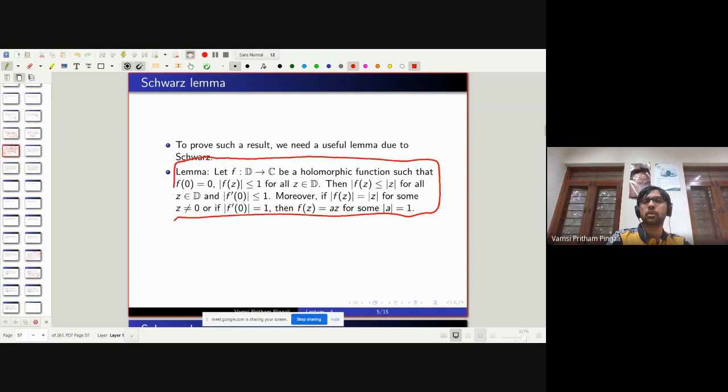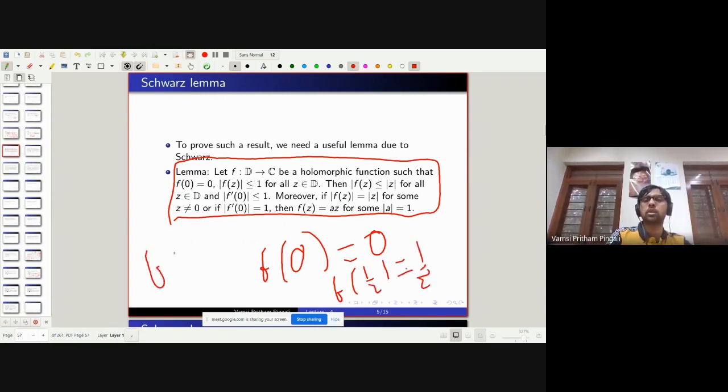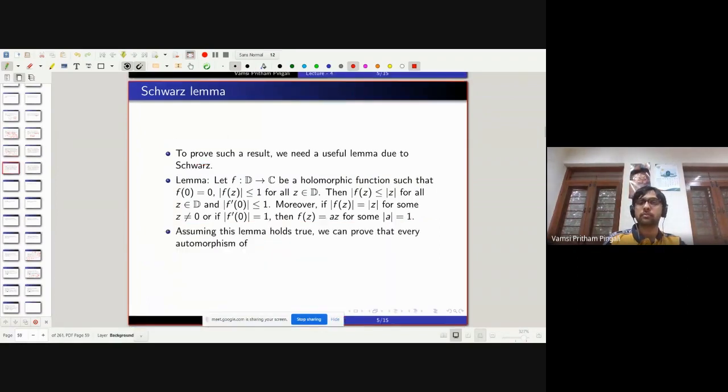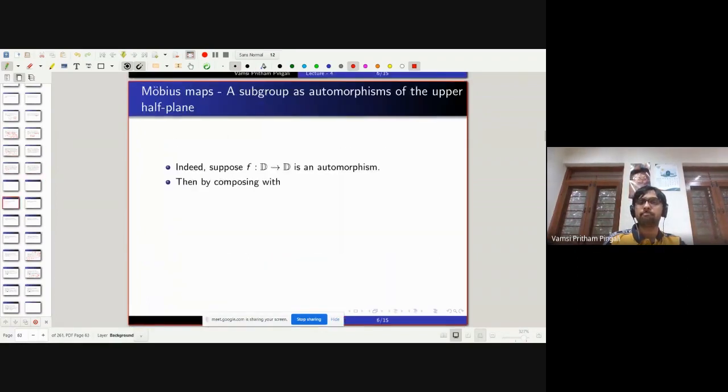And as I said, for example, another thing is if f of 0 is 0 and f of half is half, and f takes the unit disk to the unit disk, it's an analytic map that does this, then f of z has to be z, for instance, by Schwarz's lemma. There are lots of applications of Schwarz's lemma. So it's a very fundamental result.